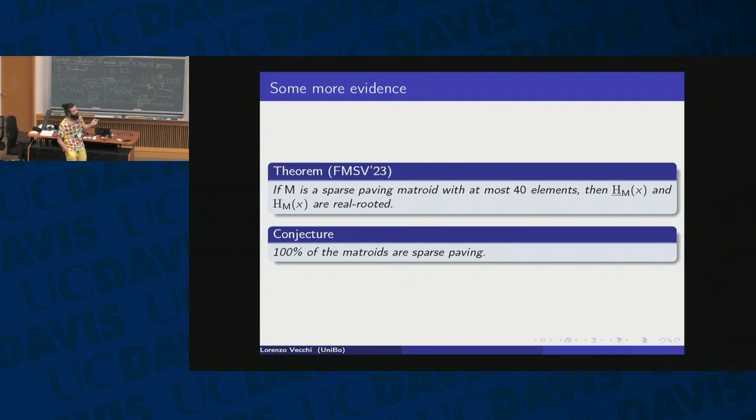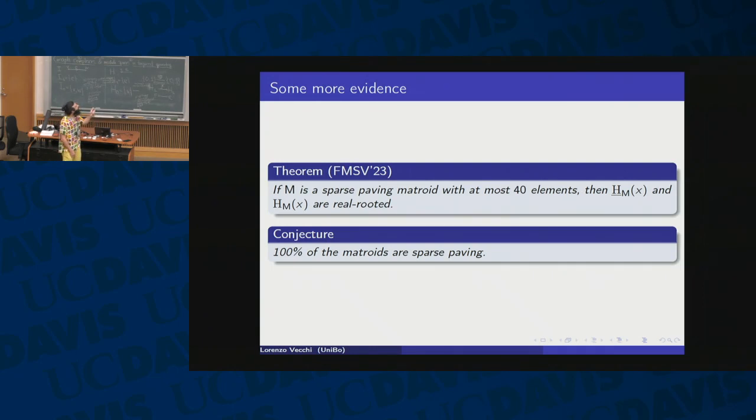Okay. When you say 100%, do you mean as n goes to infinity? Asymptotically, yes, thank you. So the question was, you mean asymptotically as n grows to infinity? Yes. As matroids grow to infinity, you can look at the number of all matroids, the number of sparse paving matroids, you take the proportion, and the conjecture is that this proportion approaches 100%. So of course there are non-sparse paving matroids, but most of the matroids should be sparse paving.